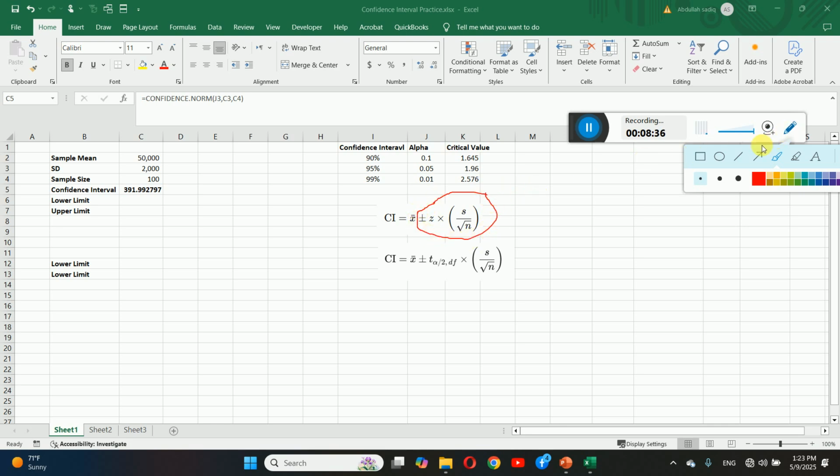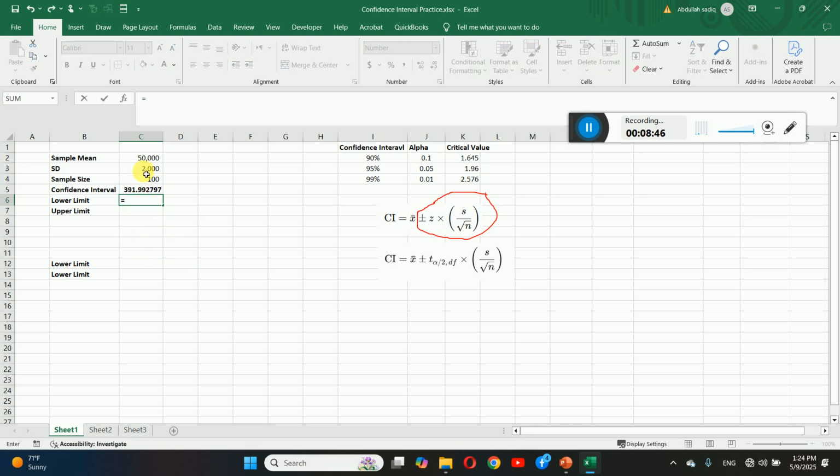Once you have this margin of error, then you can find out the lower limit and upper limit. How to find out? Very easy. Equal sign, and this is the sample mean. When you add this value, it gives the upper limit, but we need the lower limit, so you should subtract this. This is the margin of error, not the confidence interval, okay? You should subtract this value once, and then from the sample mean you should add this value once, okay?